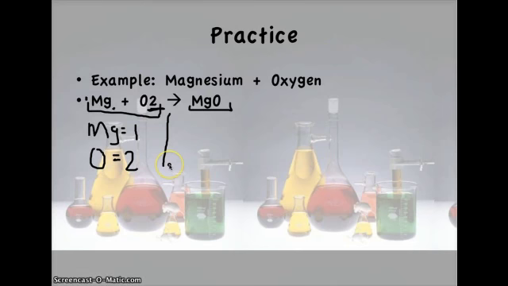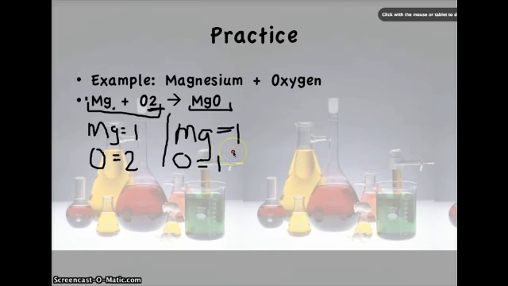On the product side, we have one magnesium because there's no coefficient and there's no subscript. And then oxygen, we also only have one. If you take a look, this is definitely not balanced. The reason is because we have two oxygens on the reactant side, which is the left-hand side, and only one oxygen on the product side.